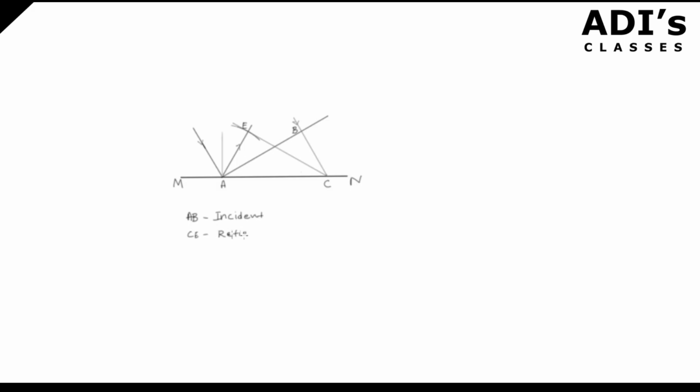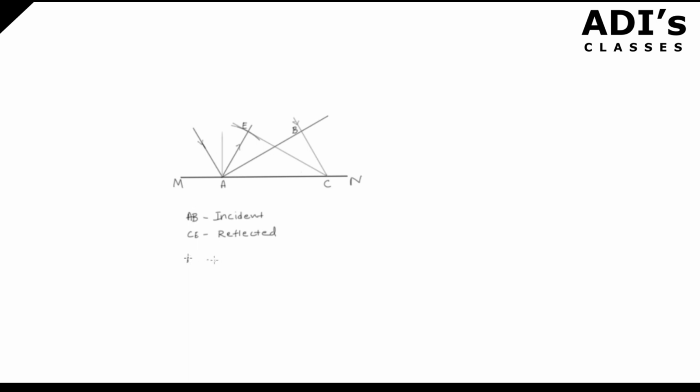Now, if you look at this, there is one more ray of light coming here. This is C. BC will be another wavefront which is coming, going from C to, let's say, this point E. Now, CE will be the reflected wavefront. So we have AB as the incident wavefront and CE as the reflected wavefront. Keep this in mind.